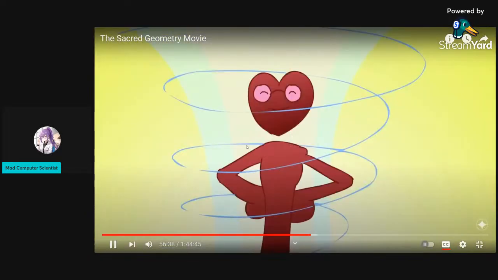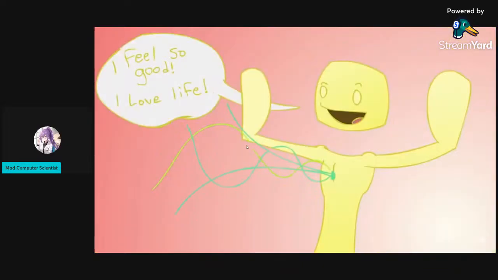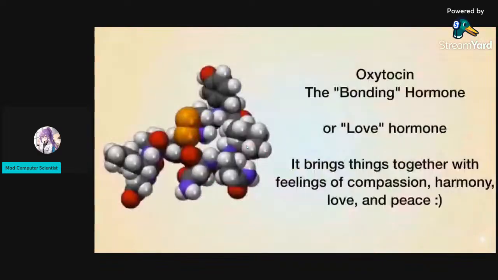The heart is truly an intelligent system. The heart has also been found to be a hormone gland, manufacturing and secreting numerous hormones and neurotransmitters that profoundly affect the brain and body function. Among these hormones is one called oxytocin, well known as the love or bonding hormone, bringing things together.